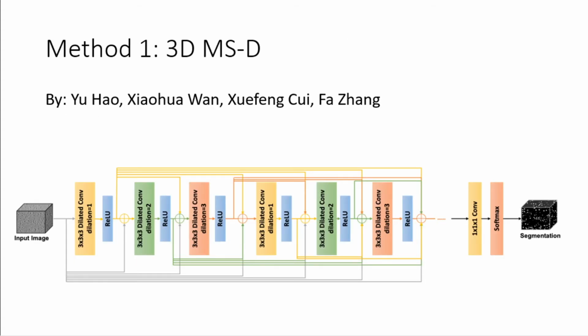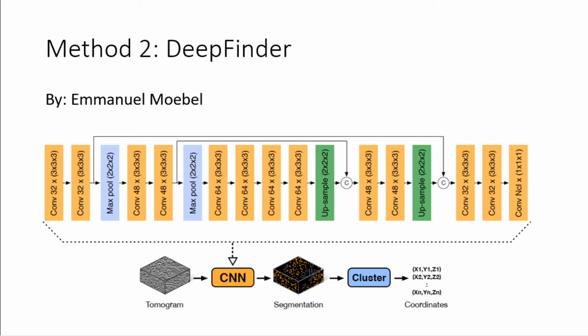The first method is 3D MSD. It is a supervised approach that performs semantic segmentation. They use 64 dilated convolutional layers with rate from 1 to 16. After the reconstruction is done, the authors propose to use min-shift clustering to find particle centers. The second method is DeepFinder. It is a UNet-based semantic segmentation model. In comparison with other approaches, DeepFinder also provides tools to create your own training data. To obtain particle centers, they also used min-shift clustering.